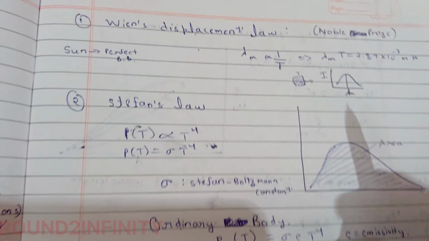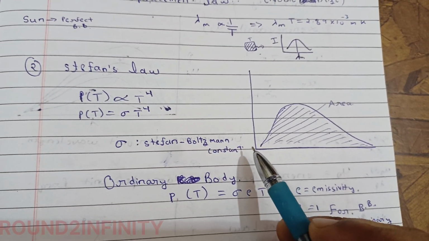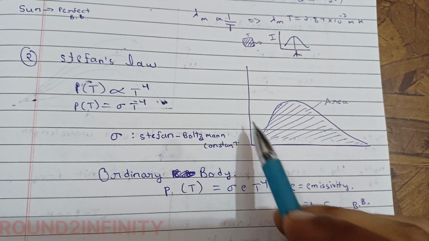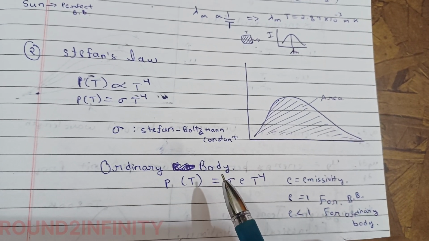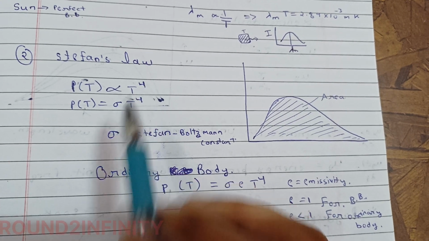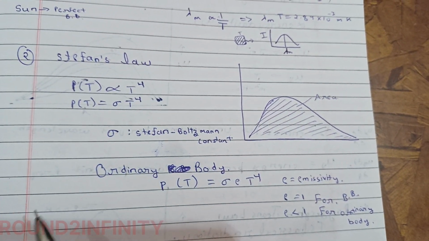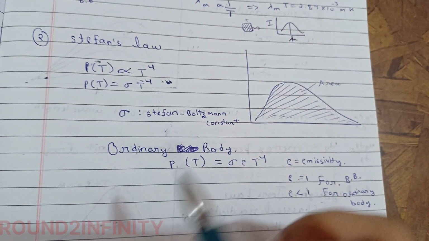So remember this result. Now there is one more thing, that is Stefan's law. The area under this spectrum is nothing but the total amount of energy. The energy emitted per second is power, and that power is proportional to temperature to the power 4. By observation Stefan found that it is proportional to T^4, and this is Stefan's constant sigma, the Stefan-Boltzmann constant we call it.